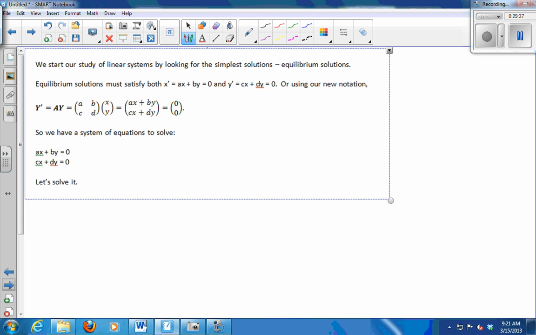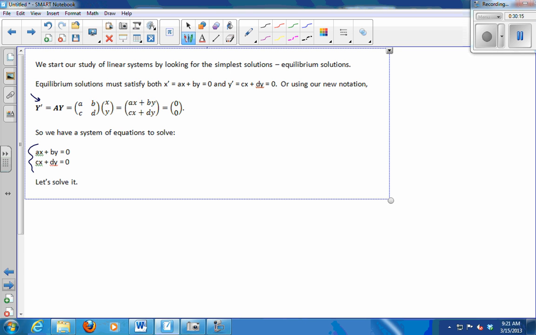All right, so we're going to start our study of linear systems by looking for the simplest solutions, which are equilibrium solutions. Equilibrium solutions have to satisfy both x prime equals 0 and y prime equals 0. Ax plus By equals 0, Cx plus Dy equals 0. This is how you write that in our vector matrix notation. But in essence, we have a system of equations to solve: Ax plus By equals 0 and Cx plus Dy equals 0. Two equations, two unknowns, x and y.